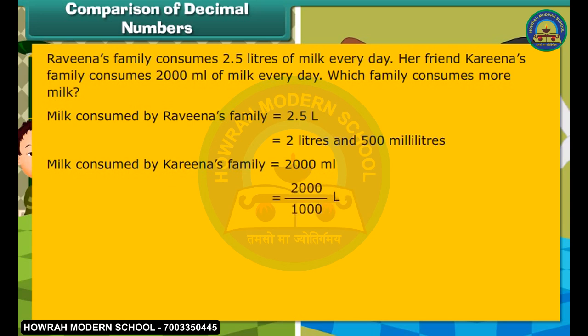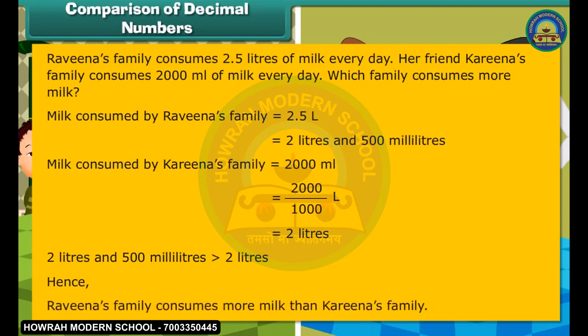That is equal to 2000 by 1000 liters. That is equal to 2 liters. 2 liters and 500 milliliters is greater than 2 liters. Hence, Ravina's family consumes more milk than Karina's family.